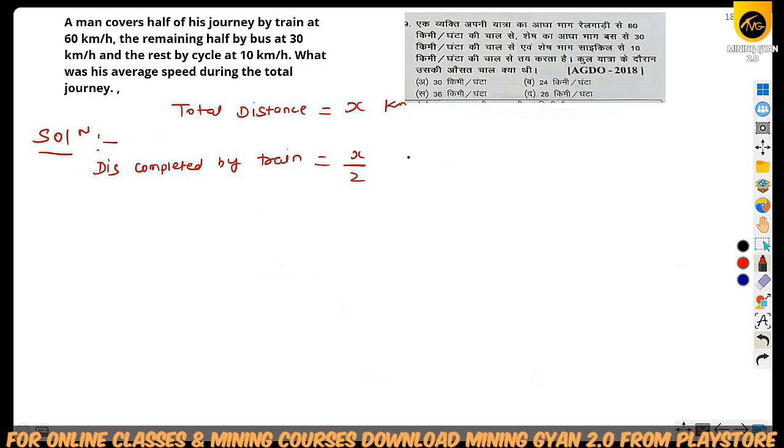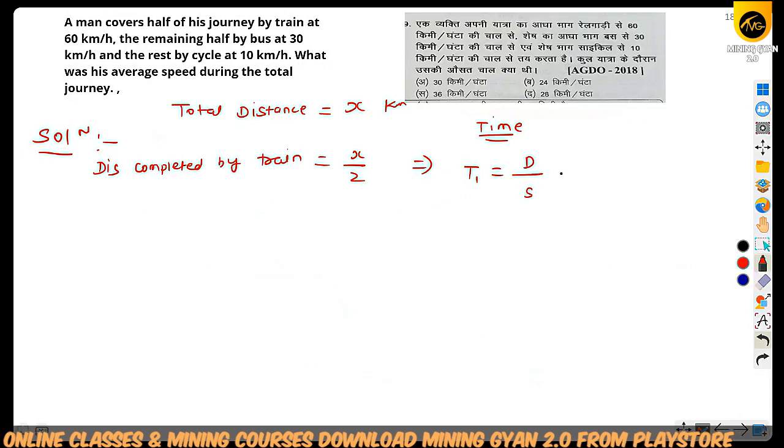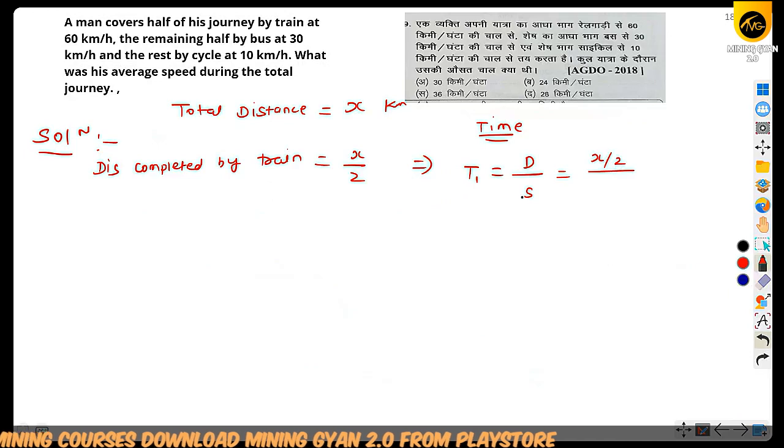So now the time t1 is equal to distance divided by speed. The distance is x divided by 2 and the speed is 60 km per hour, which is given in the question. So it is divided by 60 km per hour. Clear? So this is t1.